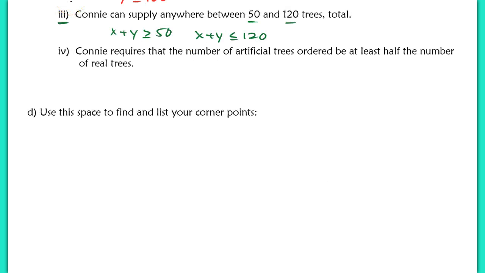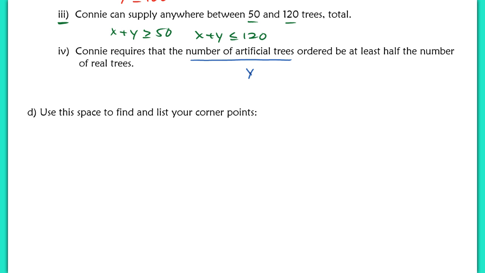In part 4, I think this is the most difficult one for you guys to rewrite because you have to write one variable in terms of another. So this is the one on the tests and quizzes that usually trips you guys up. So I want to break this down piece by piece and read through this sentence and translate it from English words into math symbols. So it says that Connie requires that the number of artificial trees, so the number of artificial trees means the variable y.